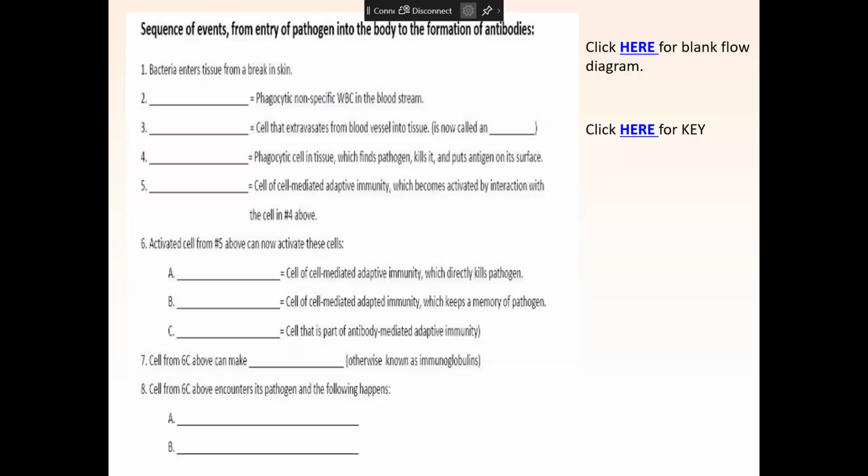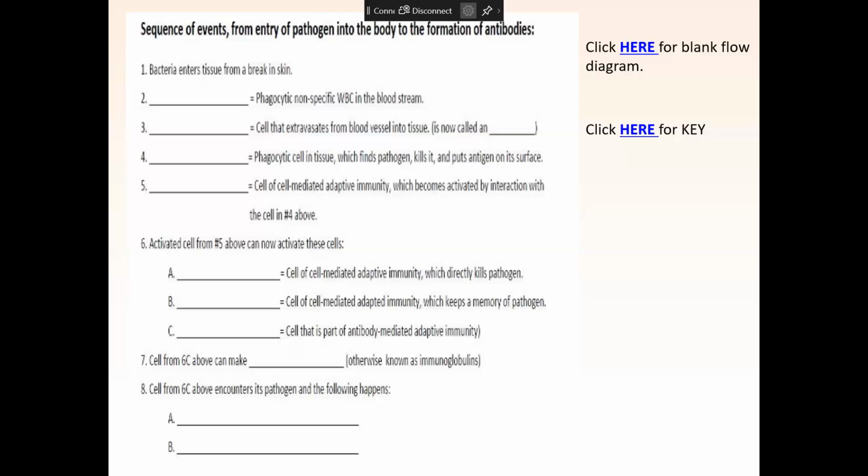Okay. Then it gets activated, the helper T, and then it runs the show. It's bossy. It tells every part of the immune system what to do after that. So six, activated cell from here, helper T cell activates these cells. So helper T activates this cell of cell mediated immunity. That's more T cells, which can directly kill a pathogen. Cytotoxic T cell. This cell gets activated. It keeps a memory of the pathogen, memory T cell.